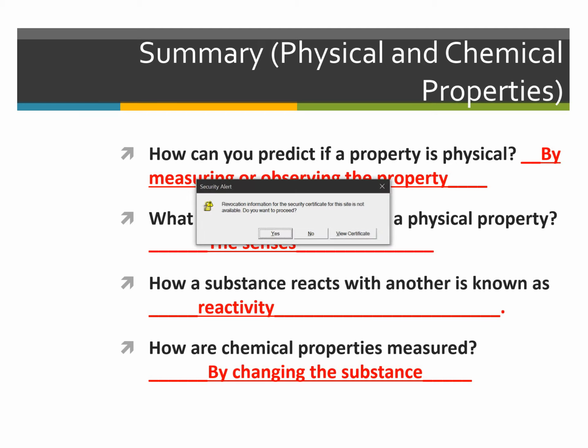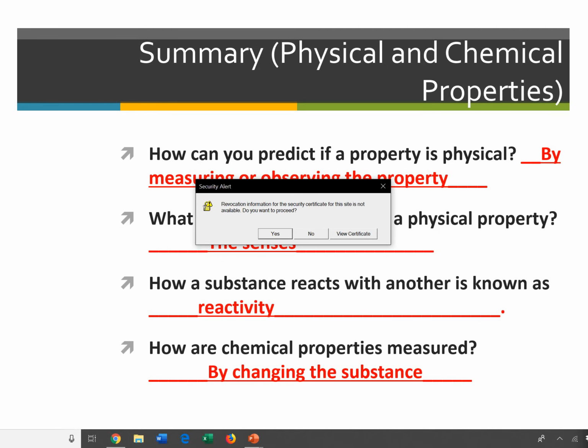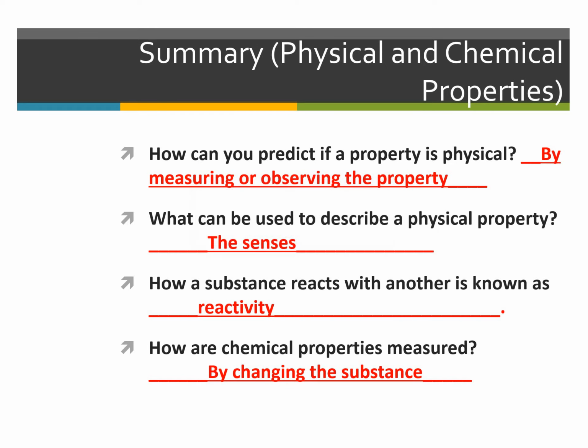So here's a brief summary of physical and chemical properties. How can you predict if a property is physical? Well, all we have to do is measure or observe the property. If we can do that, it's going to be a physical property. What can be used to describe a physical property? In order to describe a physical property, all we have to do is use our senses, like sight, smell, touch, taste.